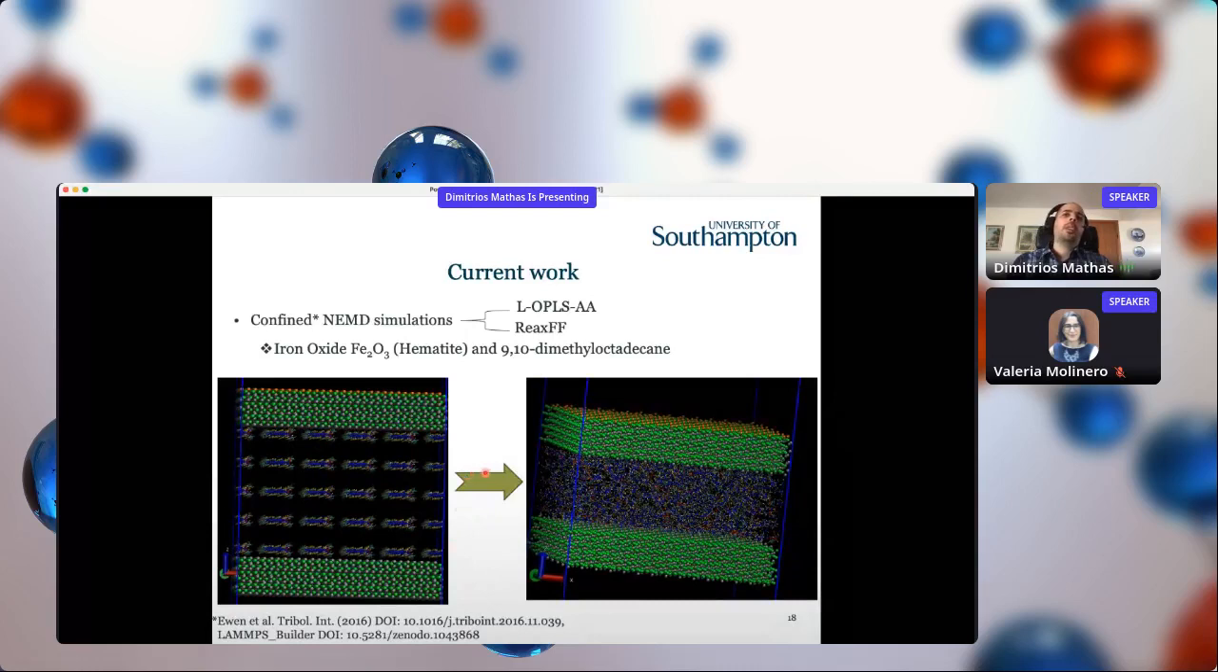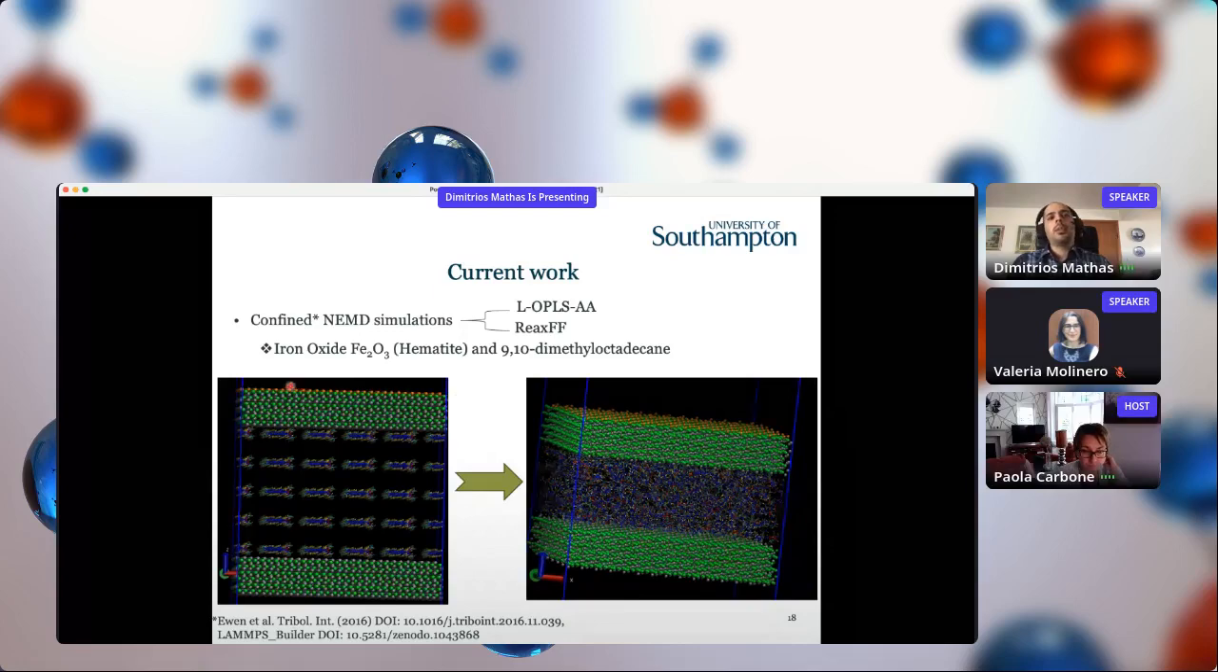Now we investigate the different pressures that can be applied on the top region of the iron oxide, and here orange is the color of the iron where we apply the external force. We also investigate different film thicknesses and different shear speeds.